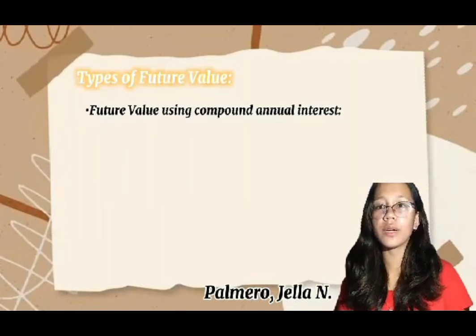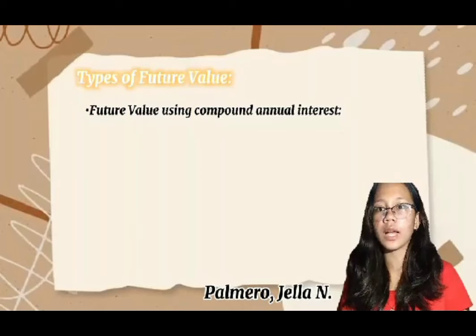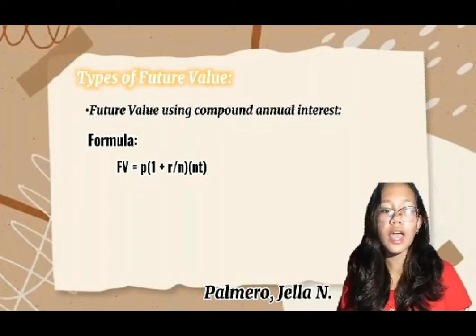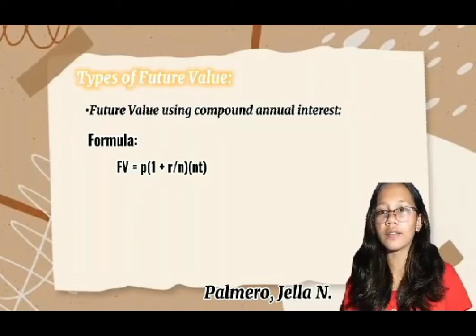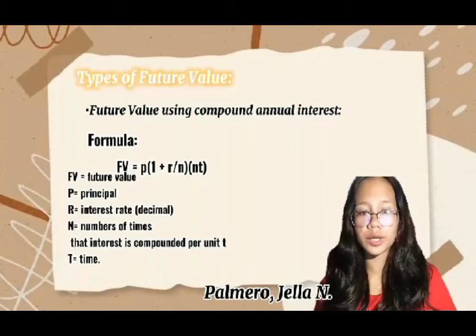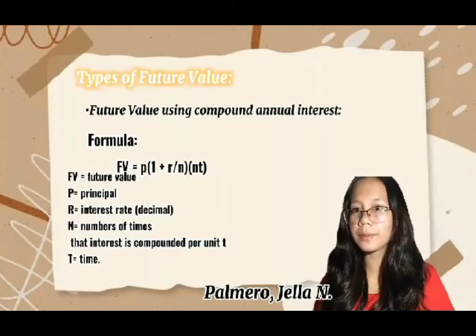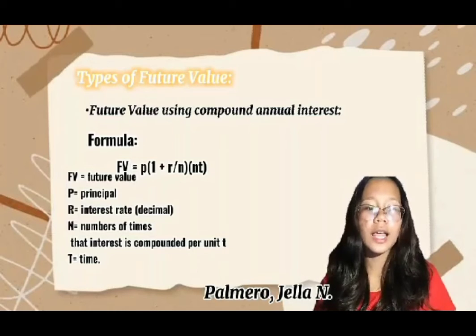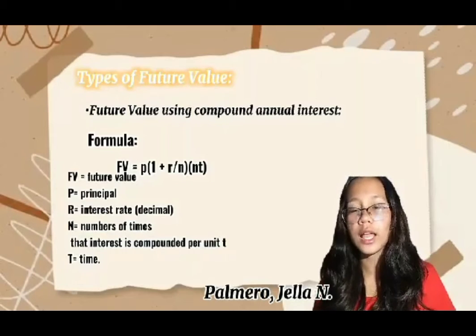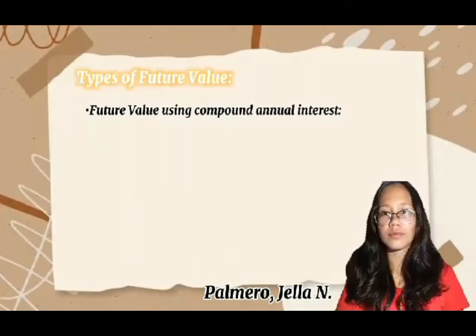The second type of future value is future value using compound annual interest. The formula of compound annual interest is FV is equal to P times the quantity of 1 plus r divided by n, raised to n times t. FV stands for future value, P for initial principal balance, r for interest rate in decimals, n stands for the number of times that interest is compounded per unit, and lastly t for time.